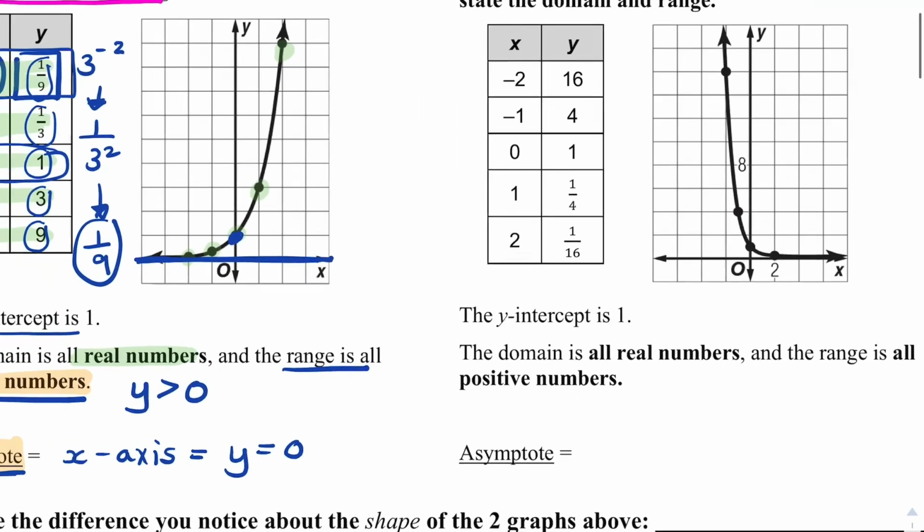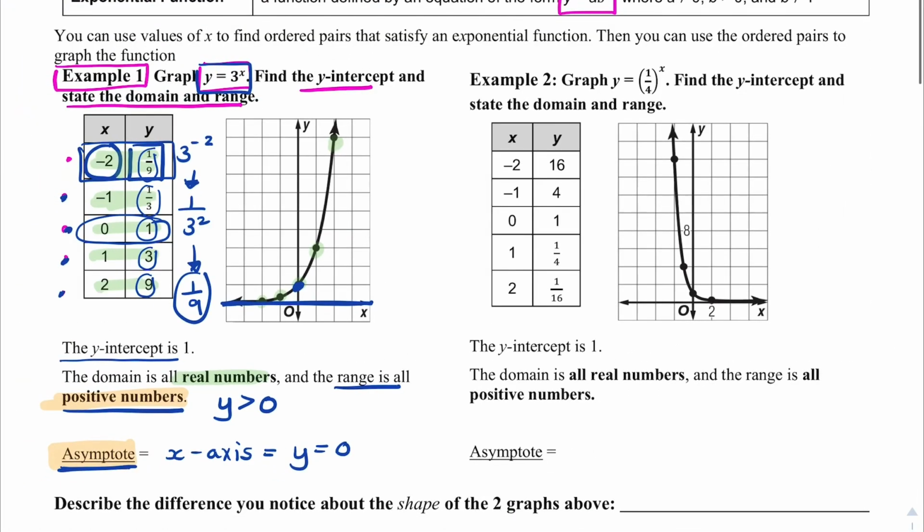If you look at example 2, same idea, except this time the function is y equals 1/4 to the power of x. Remember the importance of using parentheses in this unit. So 1/4 to the power of x, if we put the value of -2 into that function, we will get 16, and so on and so on.